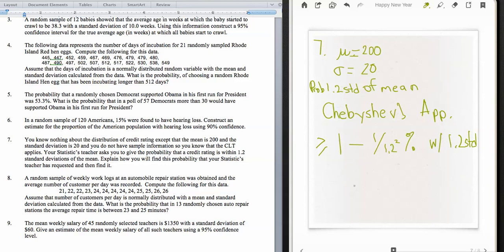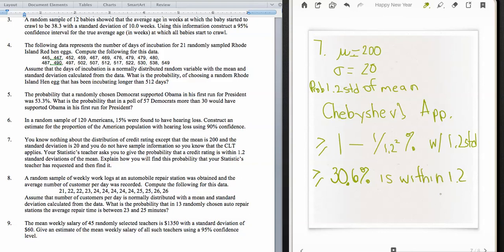So that's what we're going to find out. So 1.2, I'm going to square that, and then I'm going to take its reciprocal, and then I'm going to subtract that from 1, and that will be my answer. So this says 30.6% approximately. So at least 30.6% is within 1.2 standard deviations.